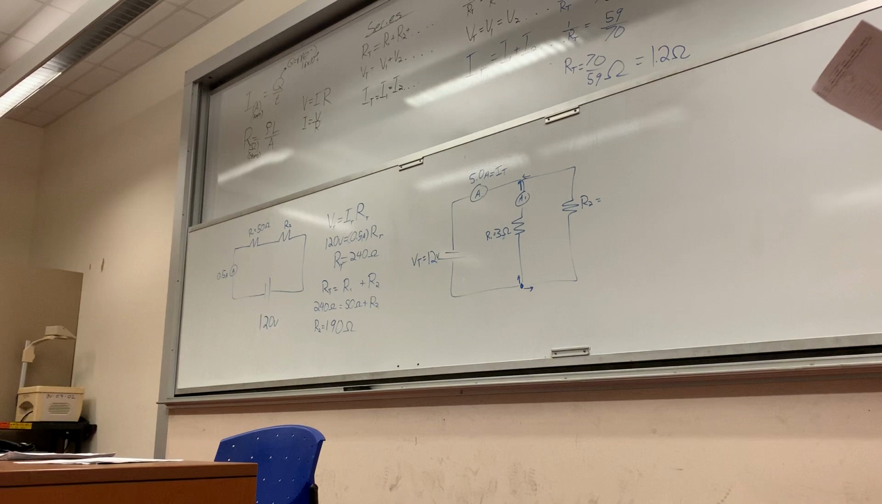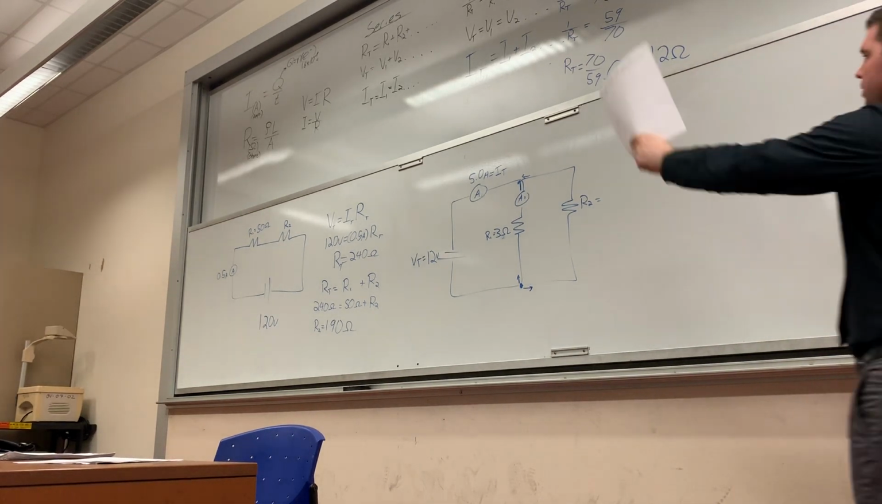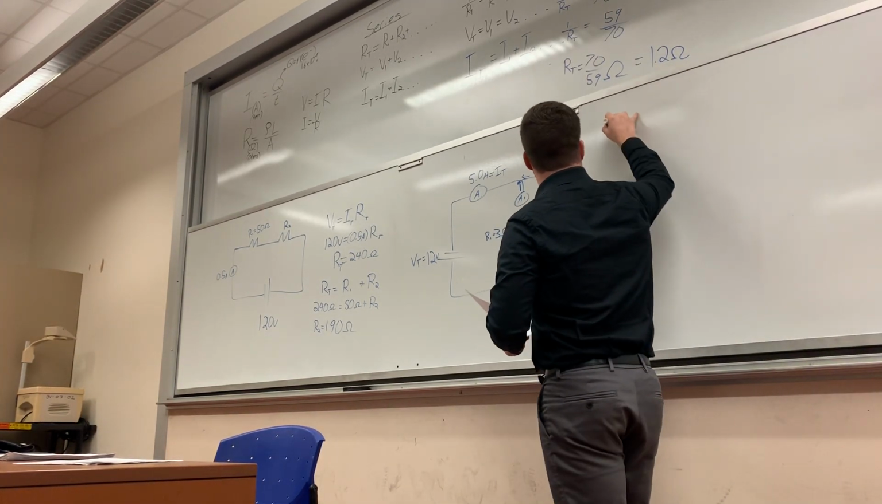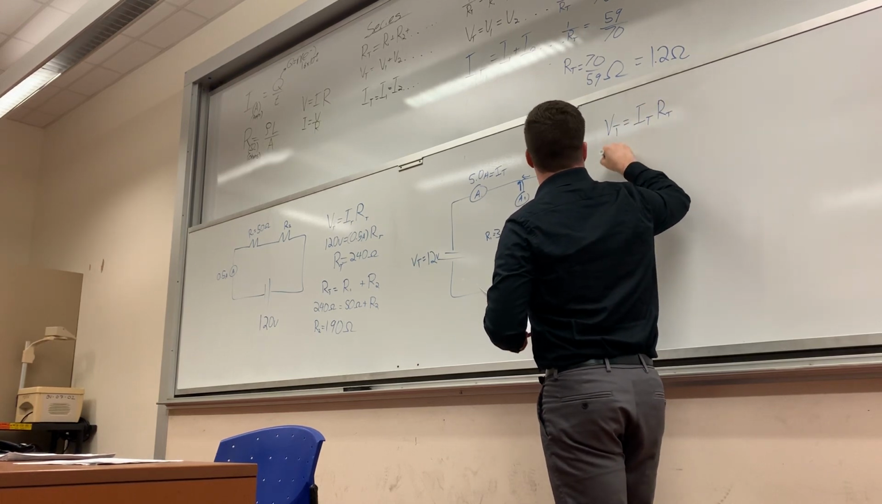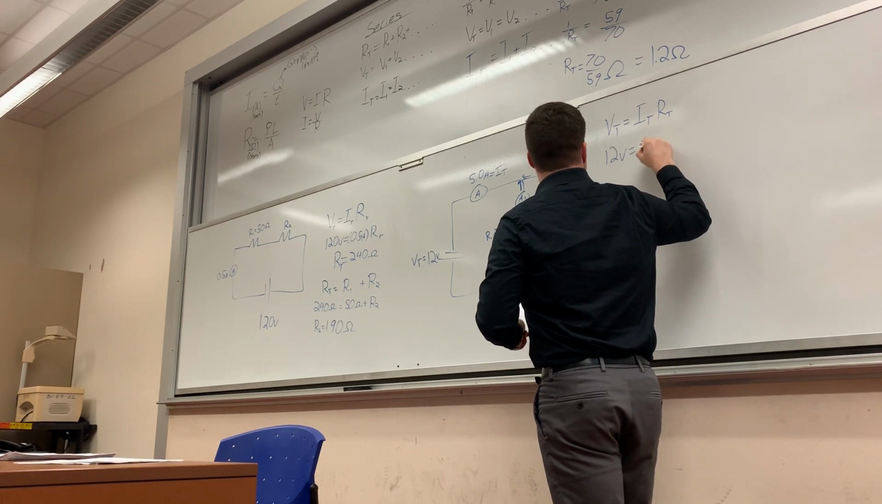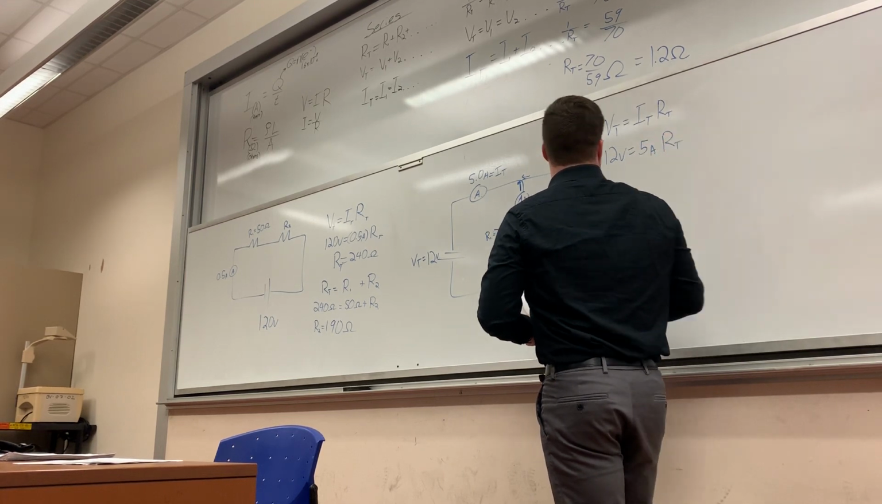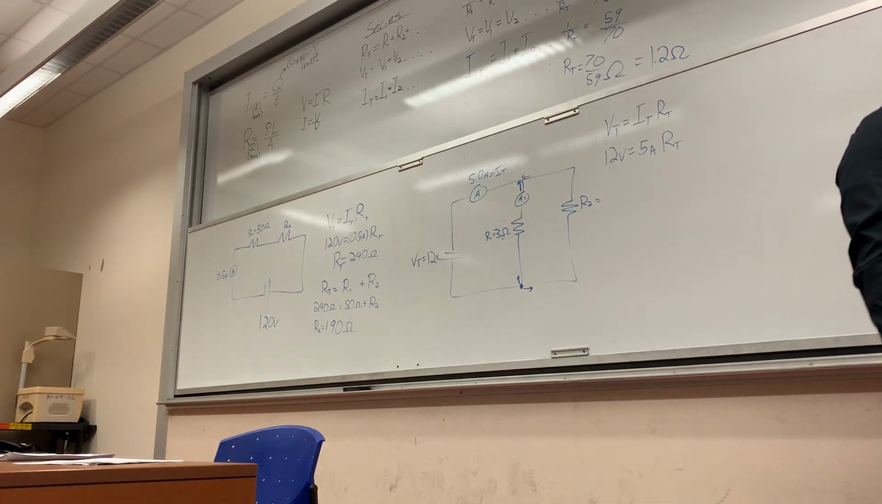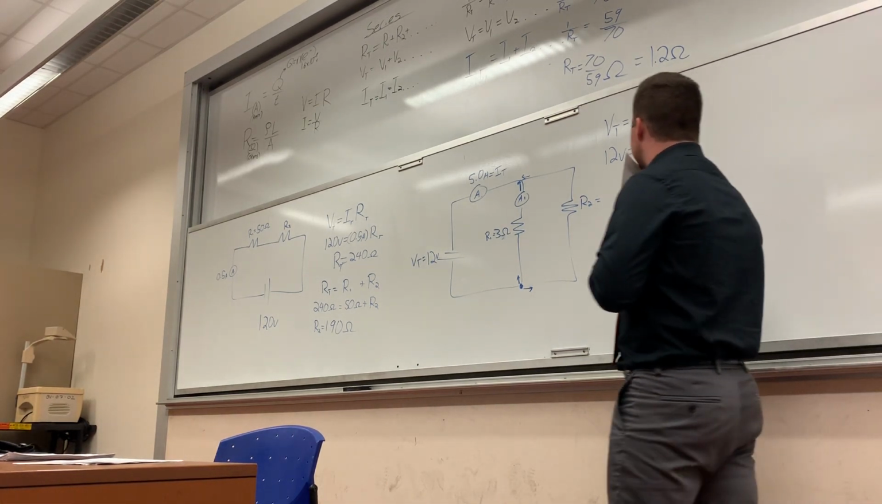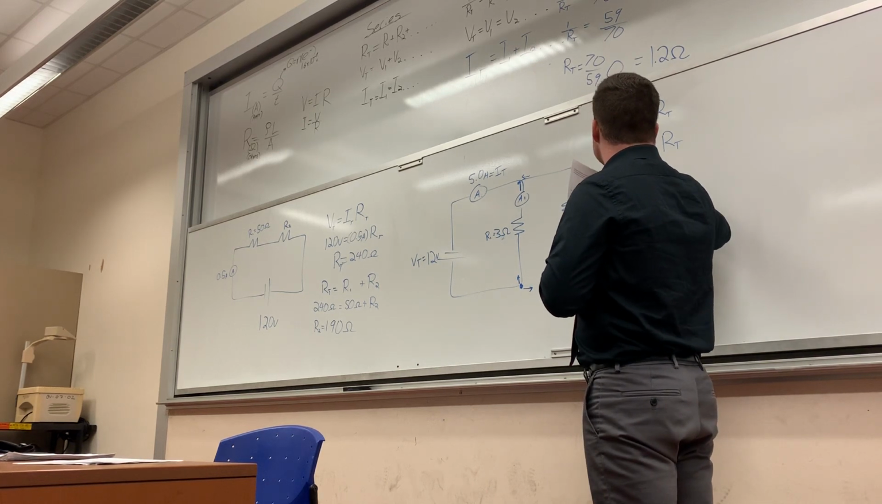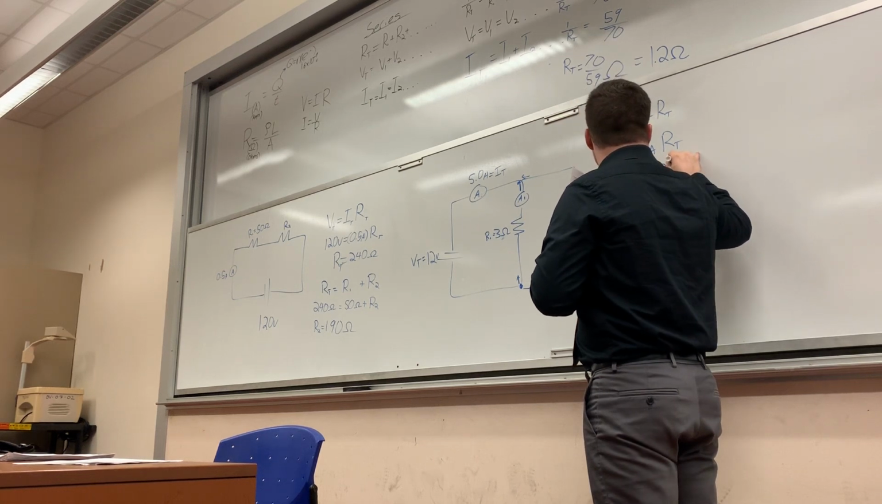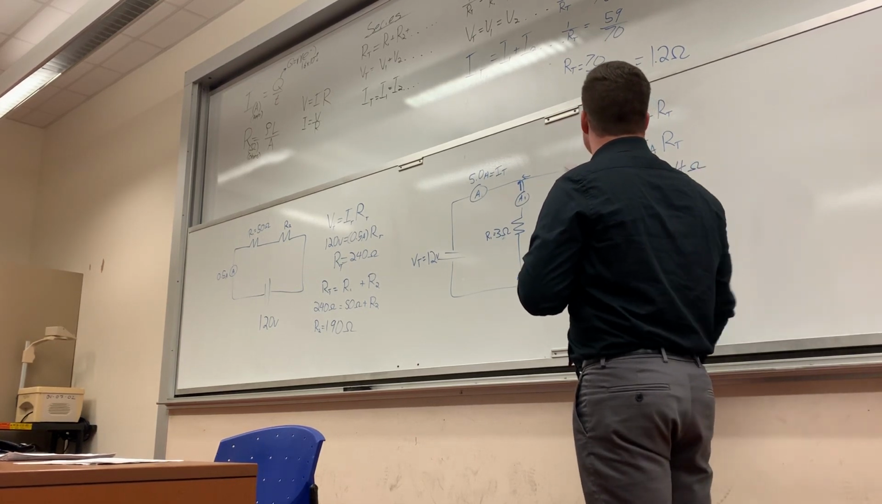So part A, if we want total resistance, we have total voltage and total current. 12 volts equals 5 amps times our total. 12 volts divided by 5. What does that equal? 2.4 ohms.